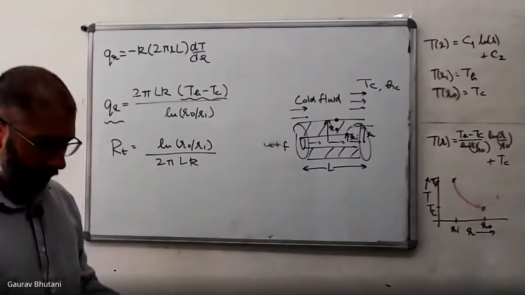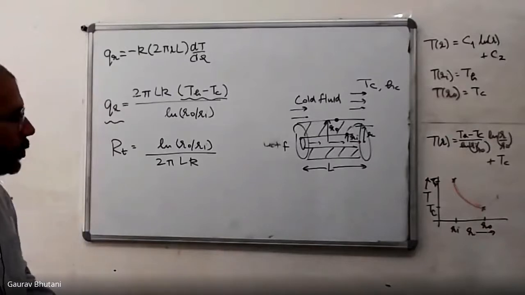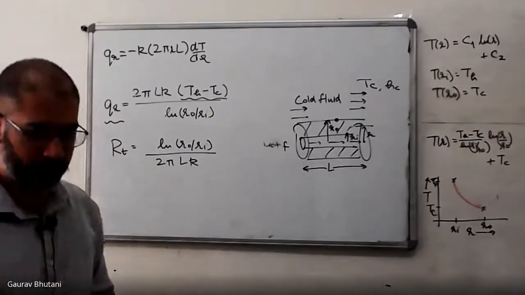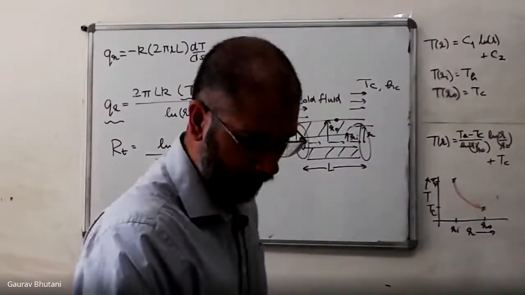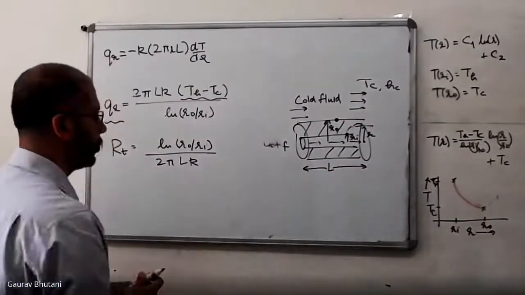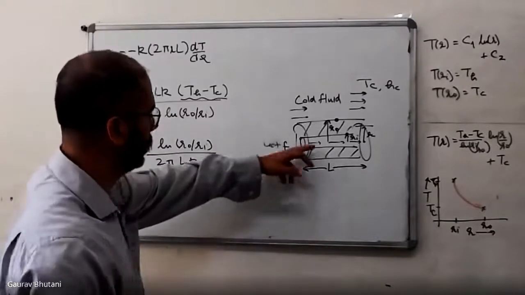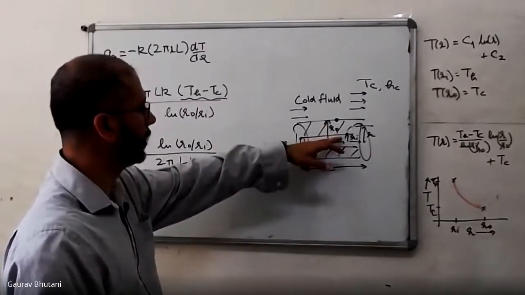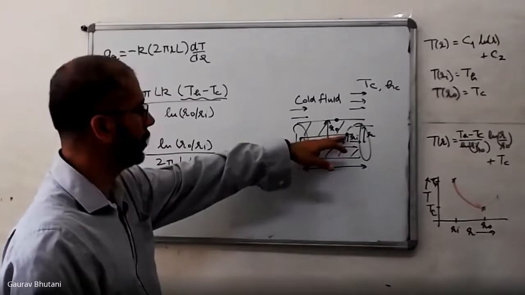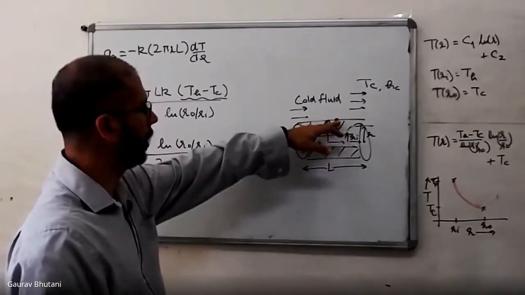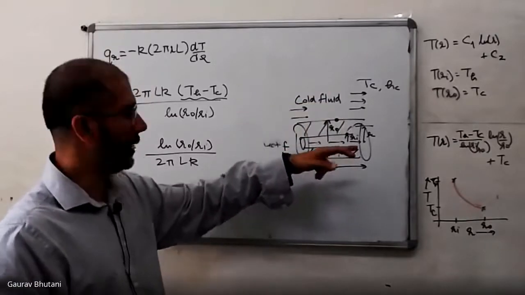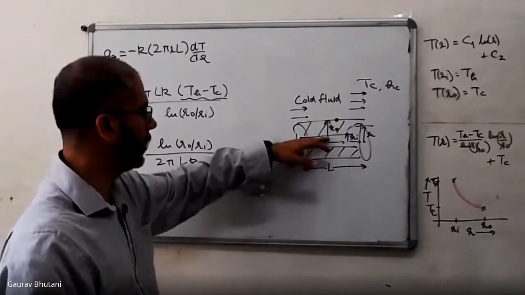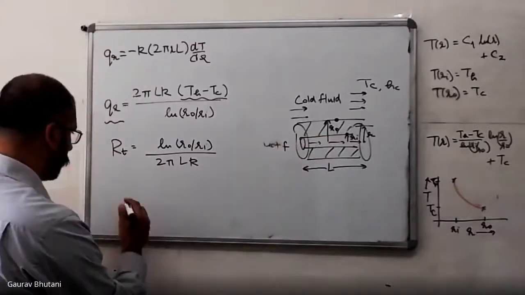So if I wanted to write the overall thermal resistance in this case, I assumed that the temperature on the inside was Tc and the outside was T hot. But in case that was not the case, and you had some convection happening on both sides, which caused the inside temperature to be slightly different, then you would have an R total.